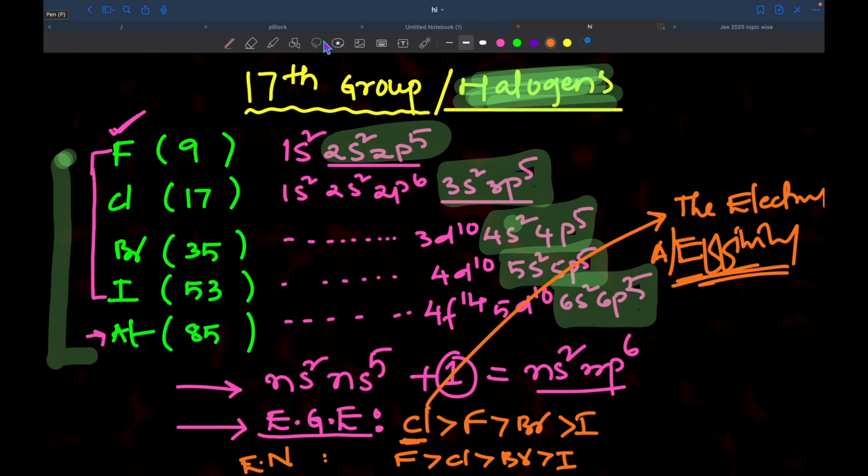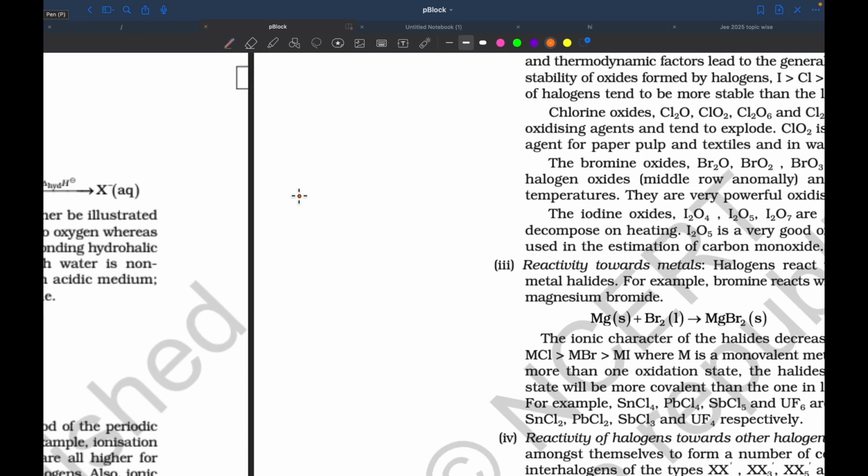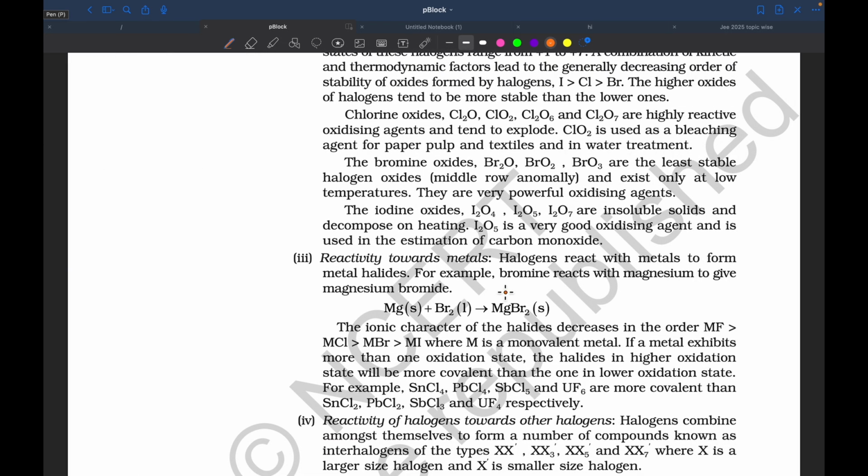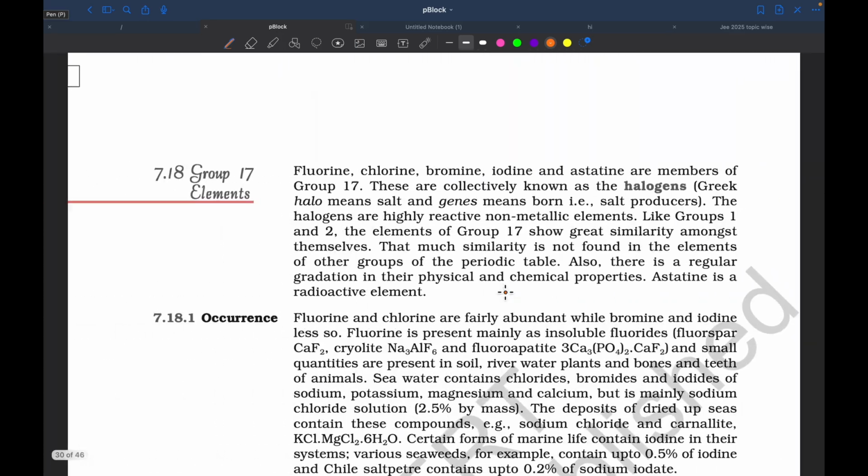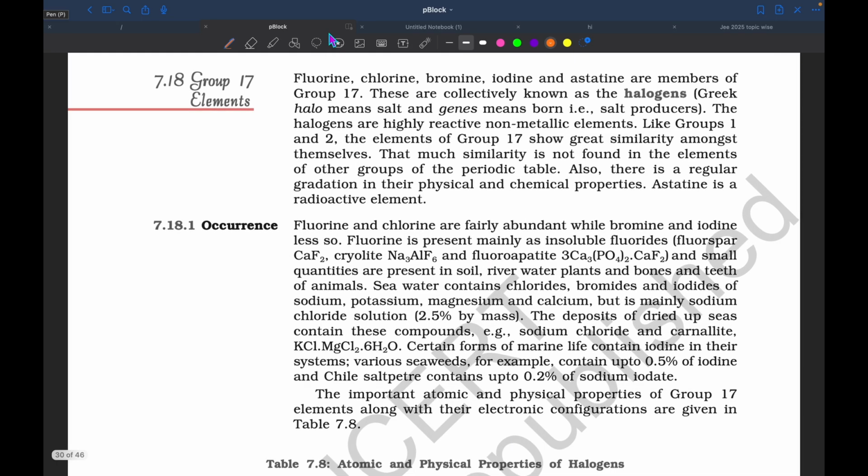We'll see the introduction part of the 17th group elements here. Just we'll take it out. So 17th group elements: fluorine, chlorine, bromine, iodine, astatine are the members of the 17th group. These are collectively known as halogens. In Greek, halo means salt, gens means producer. So these are nothing but salt producers.